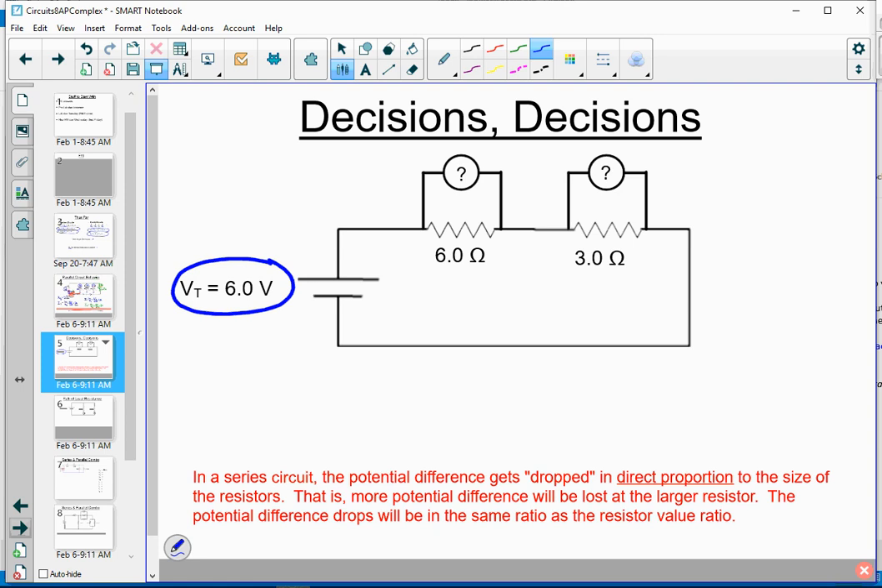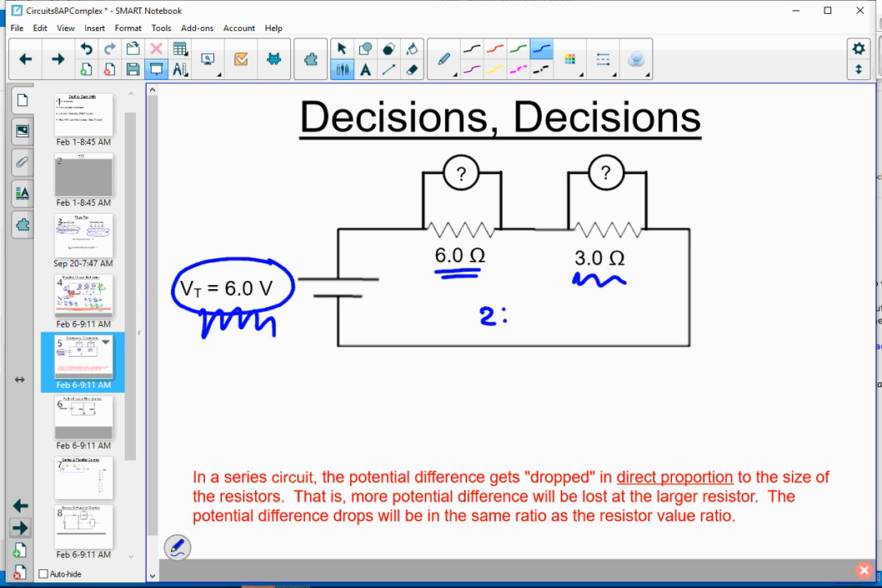In a series circuit, the potential difference gets dropped in direct proportion to the size of the resistors. That is, more potential difference will be lost at the larger resistor. The potential difference drops will be in the same ratio as the resistor ratio value. What that means is, if you're running an obstacle course, you need to save more of your energy, your potential difference, for the larger obstacles and save less of your energy for the smaller obstacles.